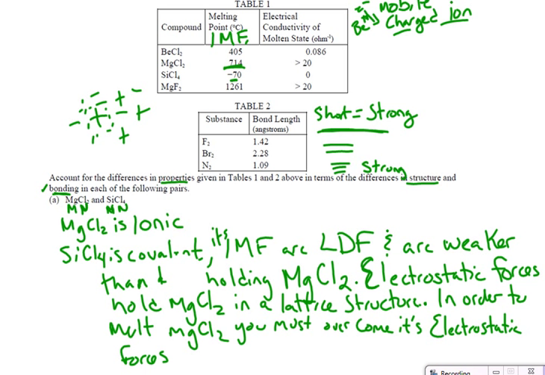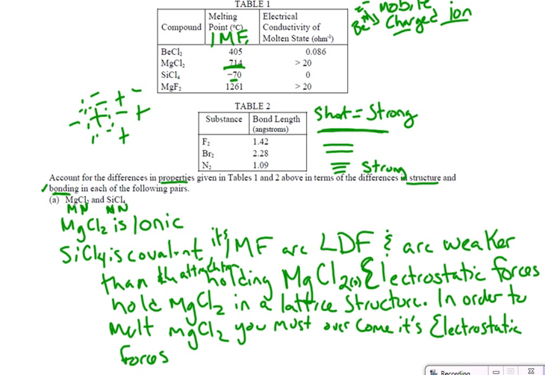We could say the attraction, I realize that's hard to read, but you'll figure it out, holding magnesium chloride in a solid state. Electrostatic forces holding magnesium chloride in a lattice structure. In order to melt magnesium chloride, you must overcome its electrostatic forces. Okay, that makes a decent amount of sense.